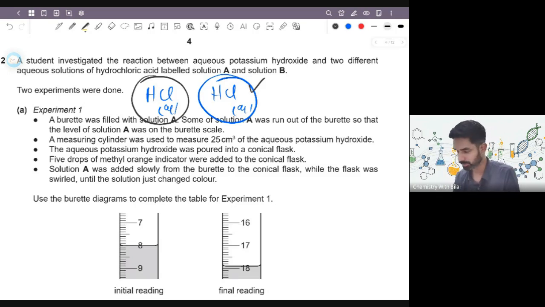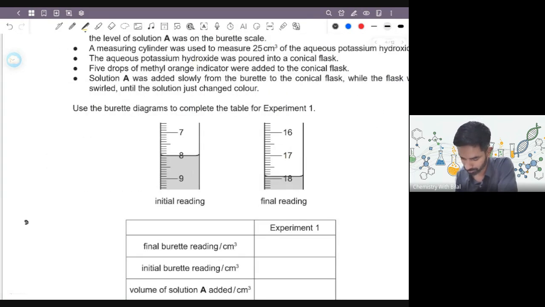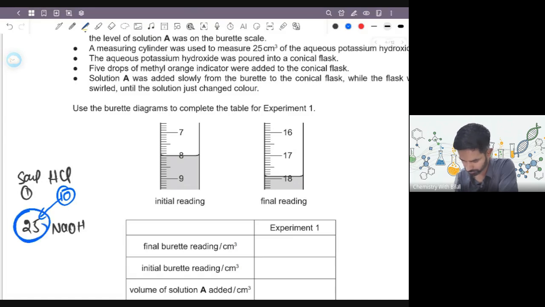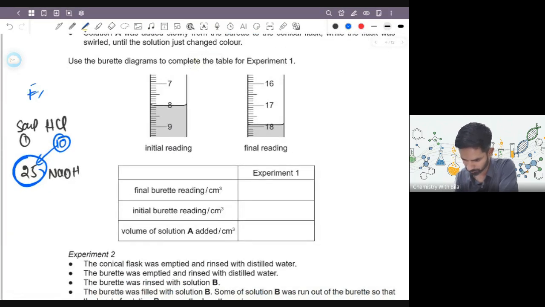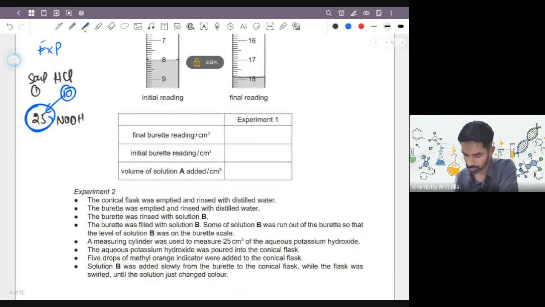Two experiments were done. They reacted both of these separately with NaOH, which is an alkali, and see how much is required to neutralize. Imagine I have 25 of NaOH, and with sample 1 of HCl, only 10 cm cube of HCl neutralizes the 25 of NaOH. This is our test 1, experiment 1. Now we use the same 25 of NaOH again with the second sample of HCl.